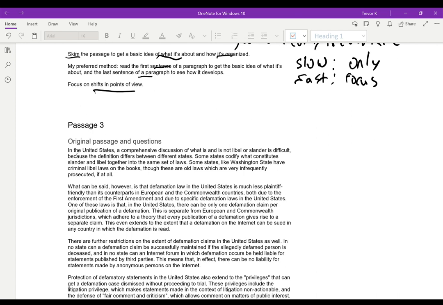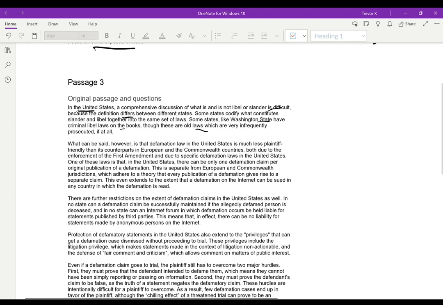So, in the United States, a comprehensive discussion of what is and is not libel or slander is difficult because the definition differs between states. Some states, like Washington State, have criminal libel laws on the books, though these are old laws which are very infrequently prosecuted, if at all. So, really short explanation of what this paragraph is about. I'd say in the United States, it's difficult to define what is or isn't libel or slander between states.